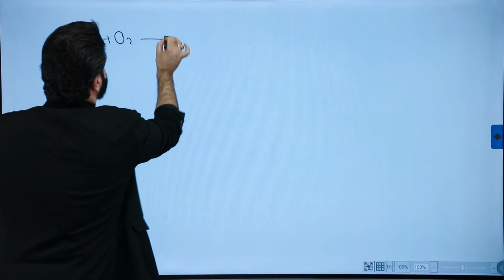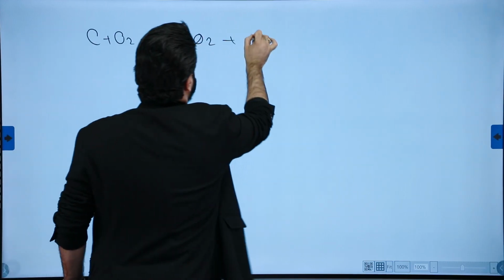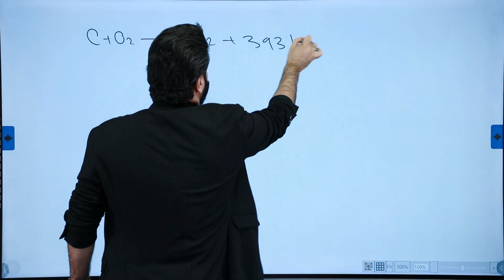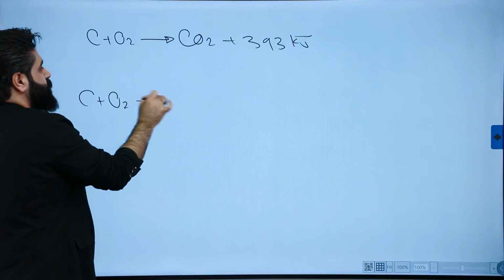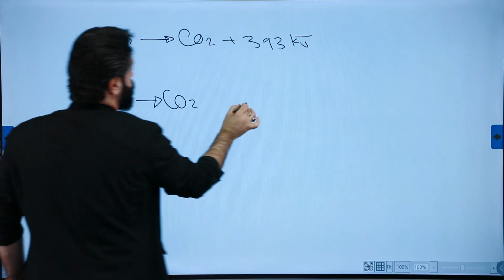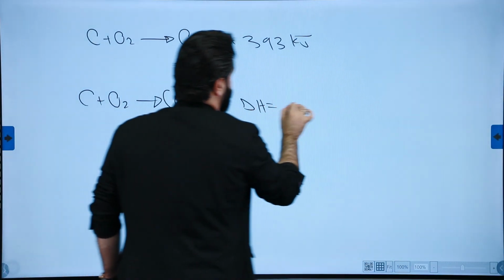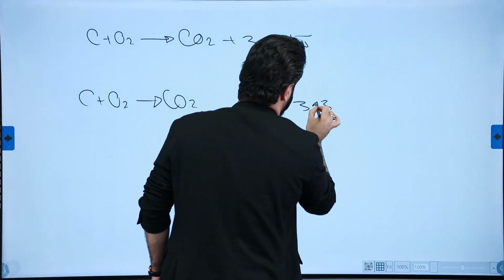Carbon plus O2 to form CO2 plus 393 kilojoules. And we have another reaction, carbon plus O2 to form CO2, delta H equals negative 393.